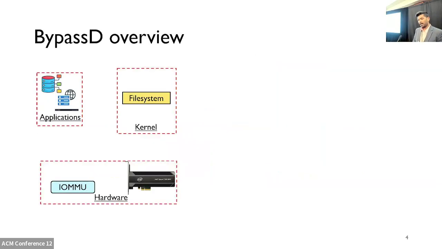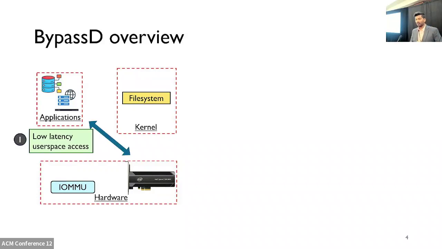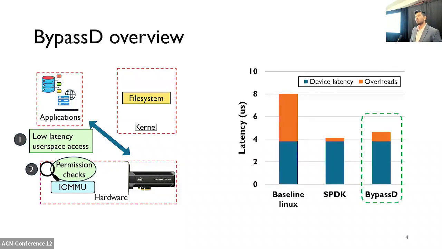We observed this and we wanted to solve it. So we proposed a solution called BypassD, where we make two key design choices. The first is we allow applications to access the device directly from user space by bypassing the kernel. By this, we achieve lower latency. And second, we want to ensure that the device can be shared across applications, so we offload some permission checks to the hardware. By doing so, our evaluation showed that we could eliminate most of the overheads. As you can see, the orange bar is really small here, and we can achieve really good performance.